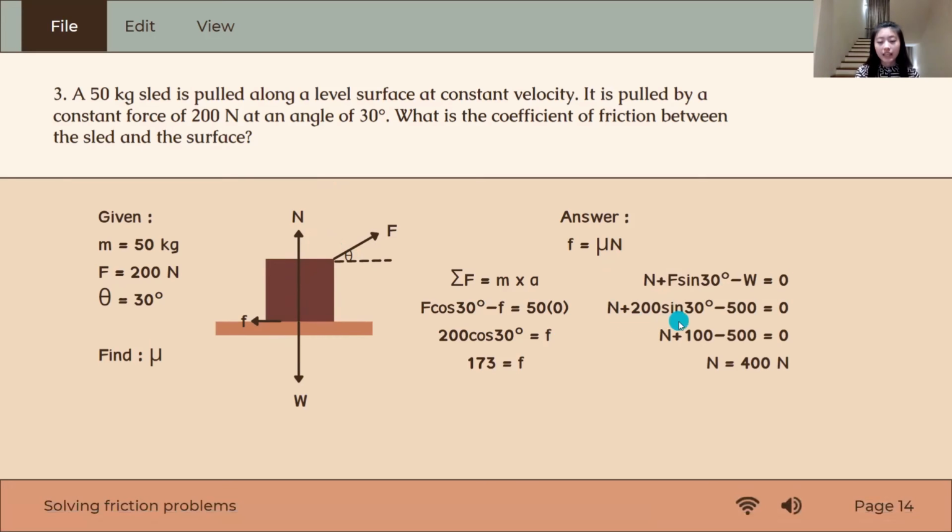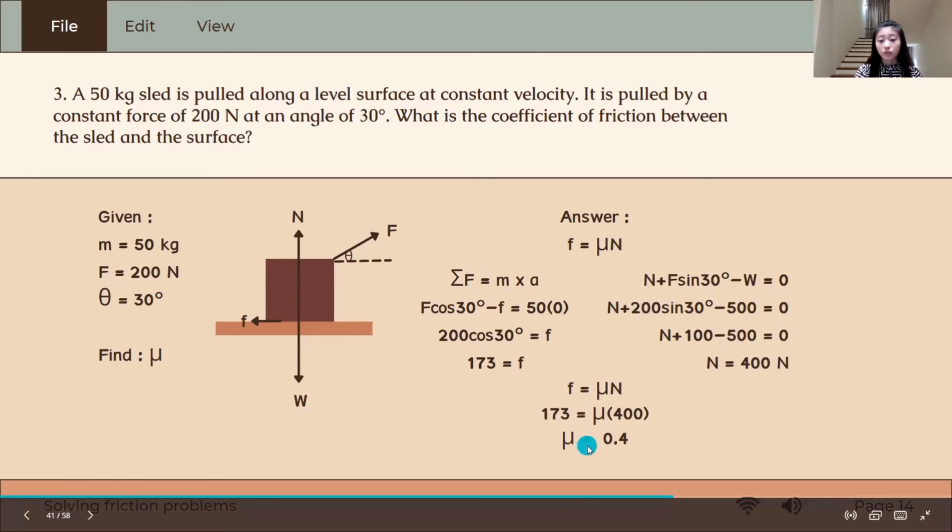N plus 200 sin 30 degrees minus the weight, 50 times 10 equals 500, equals 0. N plus 100 minus 500 equals 0. And we transpose it, so N equals 400 Newton. And by then, if we already have our frictional force and our normal force, we can find the coefficient of friction using F equals mu times N. 173 equals mu times 400, so mu equals 0.4. And this is our final answer.